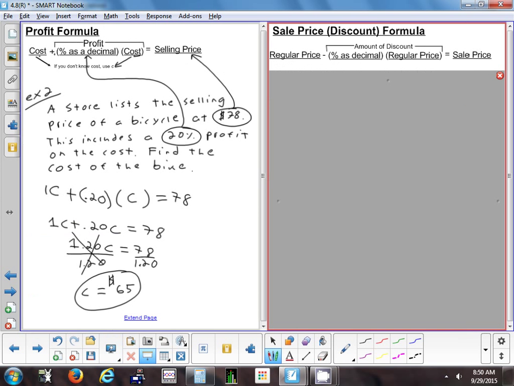See if I can show you both. All right. So you've got a cost and a cost. Same thing used twice. You've got a regular price and a regular price. Same thing used twice. Right in front of the cost, you've got percent as a decimal. The only difference is instead of a plus, now it's a minus. It's the same structure, same kind of formula.